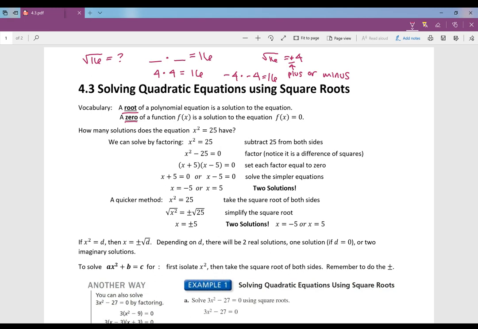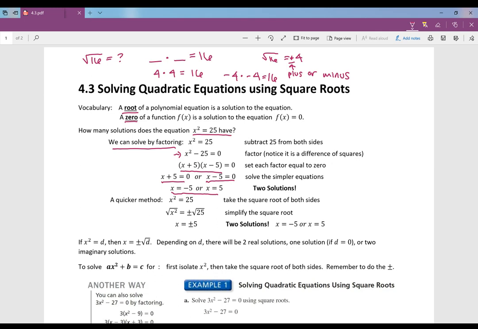So how many solutions does the equation x squared equals 25 have? Right, we want to solve for x. Now, the way we've learned so far is to solve by factoring, right? We'd factor x squared minus 25, and then we would get x plus 5, x minus 5, and then set them each equal to 0 separately, and we would get x is negative 5 or x equals positive 5.